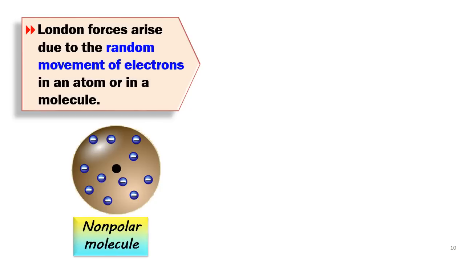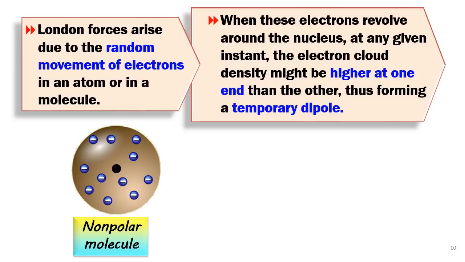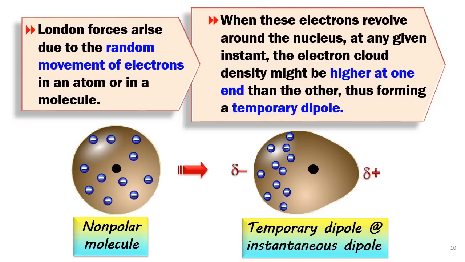So this is a nonpolar molecule. You can see that the electrons are distributed within the molecule and they are actually moving randomly. When these electrons revolve around the nucleus, at any given instant, the electron cloud density might be higher at one end than the other. So this will give rise to a temporary dipole, as depicted in this diagram.